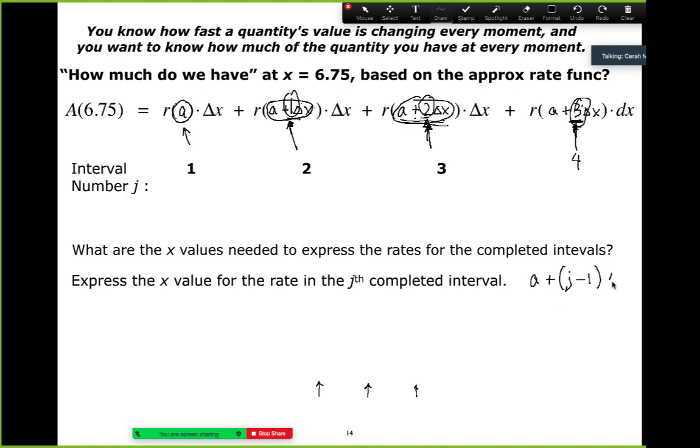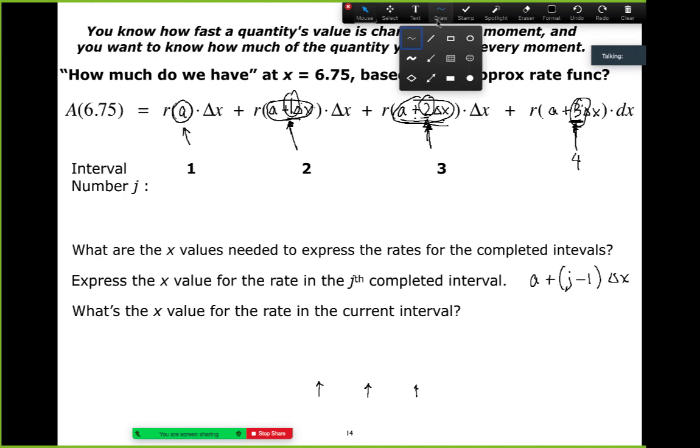Yeah, j minus 1 delta x's, right? So you go across j minus 1 intervals to get to the left side of the jth interval, right? And so we need a plus j minus 1 delta x, okay? And what's the x value for the rate in the current interval? If there's j completed intervals, then what would be the x value for the rate of the current interval?